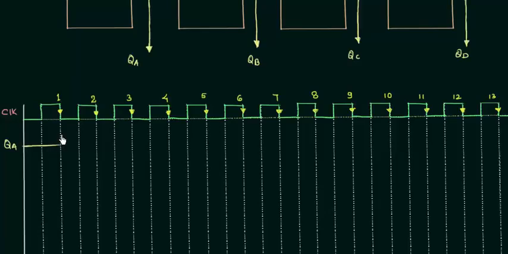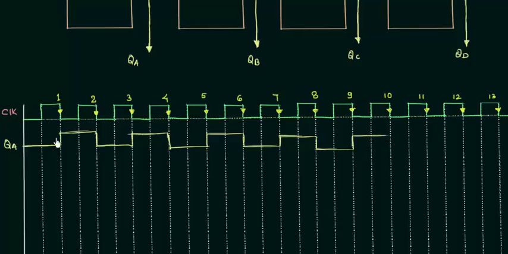So QA will be complemented and it will remain high for the next falling edge. In the same way, it will be complemented and again remain low for the next falling edge, and then again the complement of 0 is 1 and again 0. In the same way, we have to complete till the 16 clock pulses. I will not complete it for the 16 clock pulses because I know you can do it. I will just do it for, let's say, 9 clock pulses.